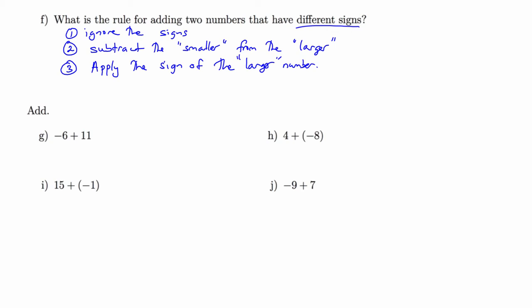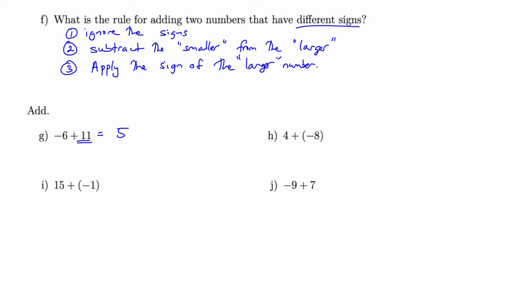In parts G through J, we now need to add two numbers together that have opposite signs. In part G, we have negative 6 plus 11. To add negative 6 plus 11, I recognize that they have different signs. I will ignore the signs, but simply subtract 6 from 11. 11 minus 6 is 5, and since 11 is positive, the answer will be a positive 5.